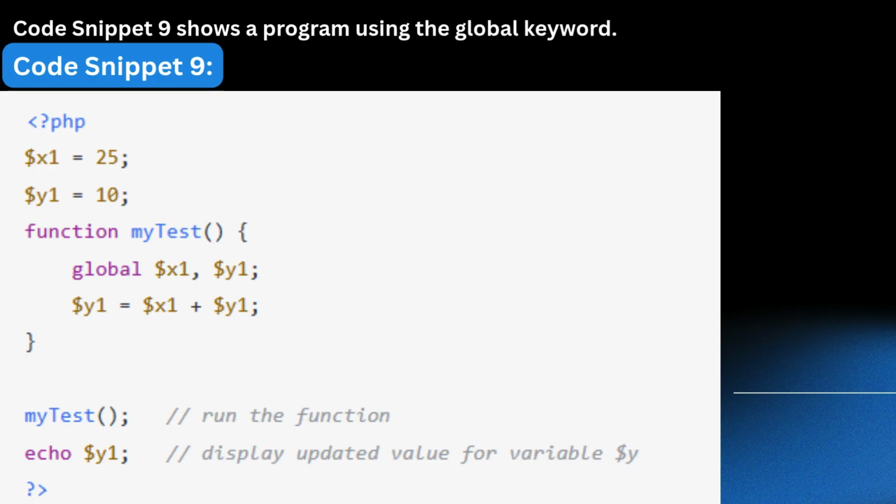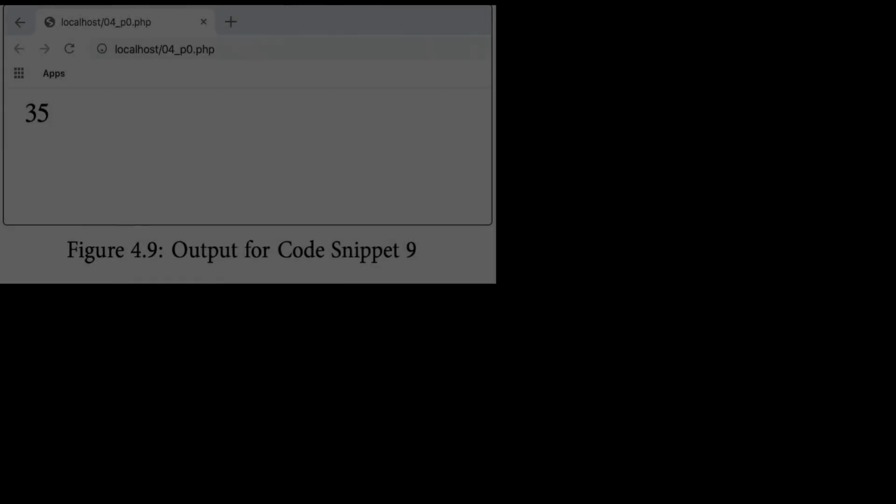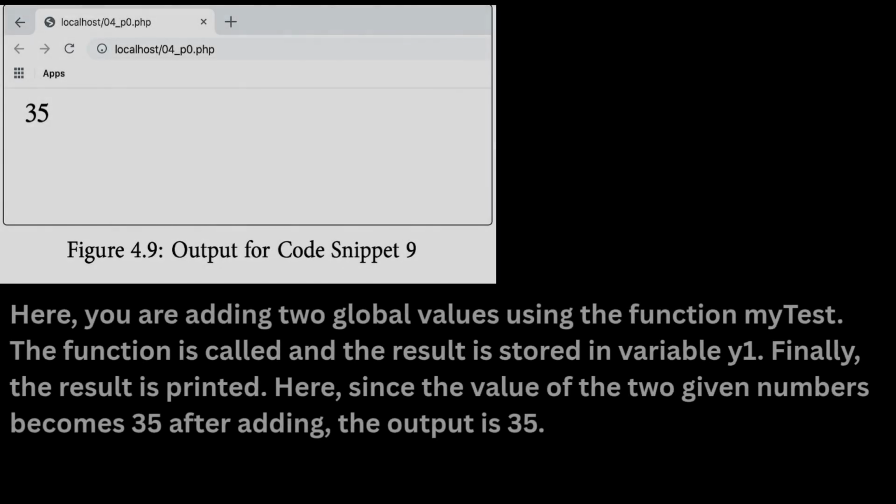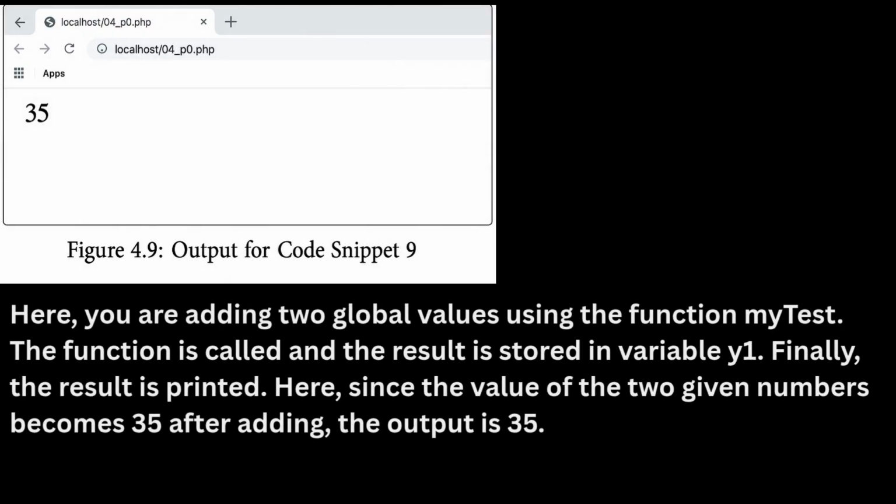Understand their effects and prefer functions or classes that handle data explicitly. This not only improves your program structure, but also helps you write professional, error-free, and easy-to-debug PHP. As you can see on the screen, when this program runs, the output displayed is 35. This confirms that our function has successfully accessed and modified the global variable using the keyword global.